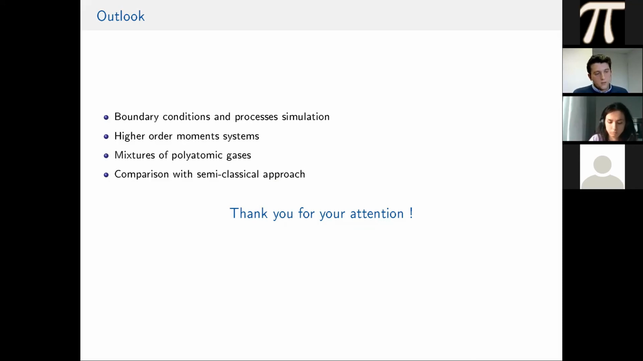Also, thanks to this code, we can produce coefficients for higher order moment systems. The idea is also to examine the influence of these high moment systems compared to the smaller ones. A plan for the future is to work with mixtures of polyatomic gases. We are also looking for a comparison with the semi-classical approach where the internal energy is a discrete function. So, yes, these are some plans for the future.